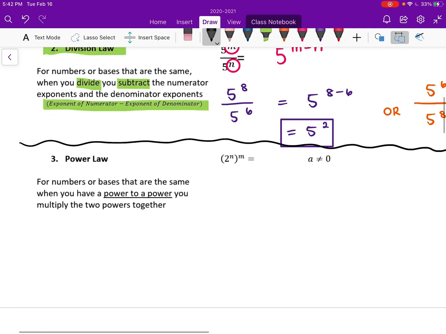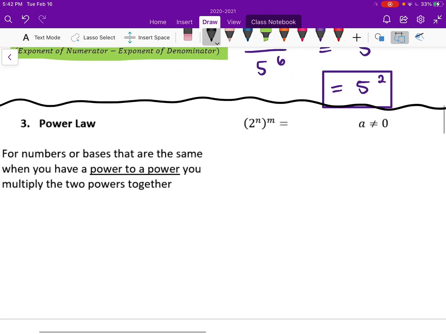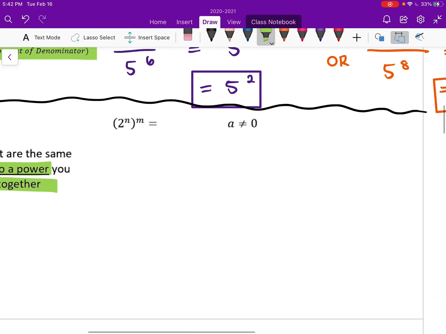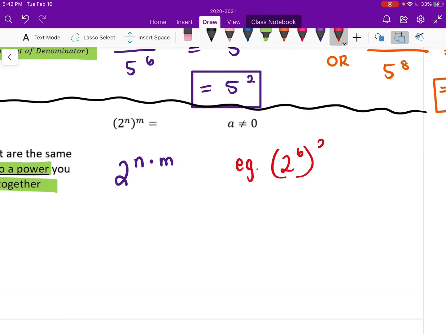Okay. So power law states that for numbers or bases that are the same, when you have a power to the power, you just multiply the two powers together. So in this situation, you would take 2 to the power of n multiplied by m. An example of that could be, say you had 2 to the power of 6, all to the power of 3. You would do 2, 6 times 3. 6 times 3 is 18, so it would be 2 to the power of 18.